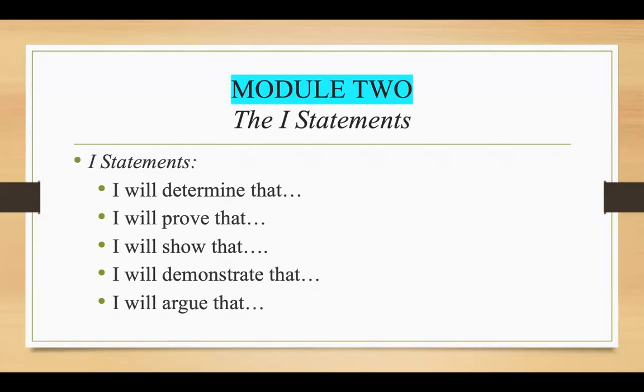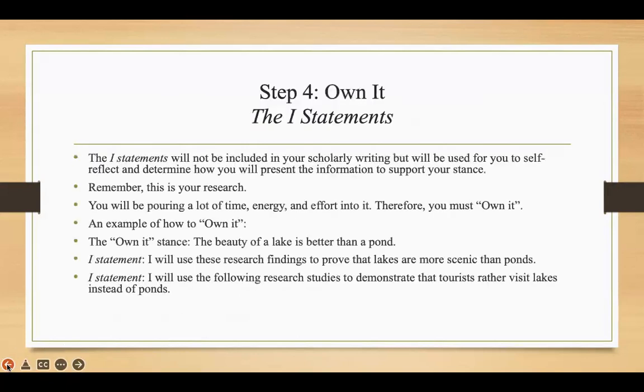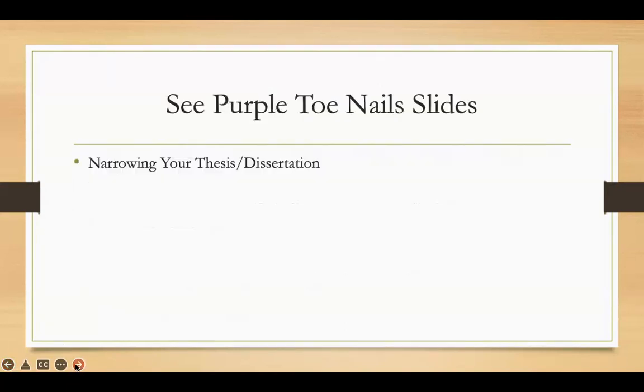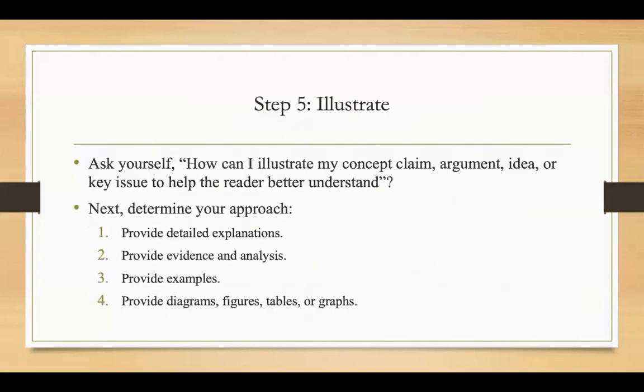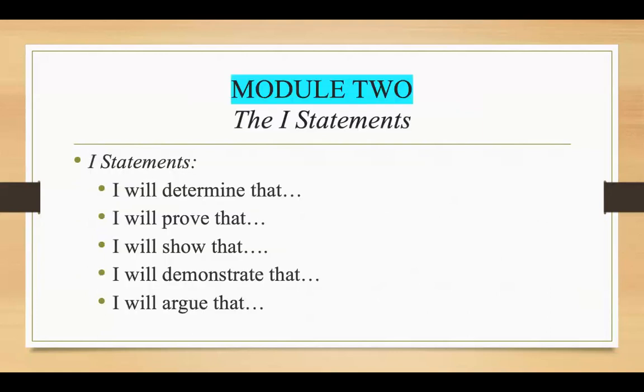So let's go through the I statements. How do you own your document? What do you do with it? We've just looked at how to identify your research question using the purple toenails. And I believe we did this all the way to, no, we didn't. Okay, I think we did step 5. Yeah, so I will determine that. In this paper, I'll determine that. I'll prove that. I will show that.